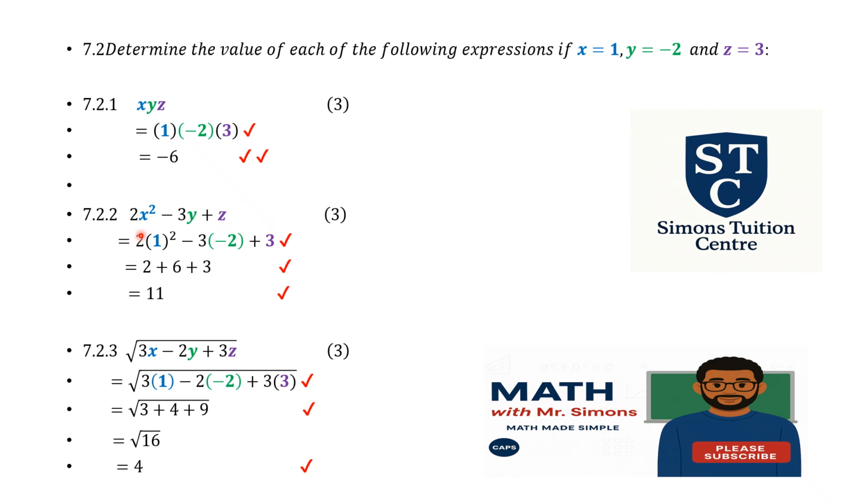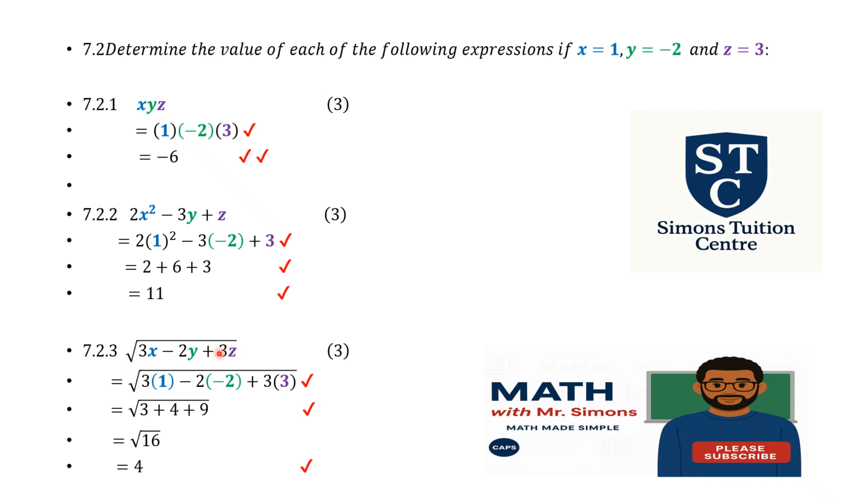7.2.2, 2x squared minus 3y plus z. So they have x squared, so in the place of x, I place 1. In the place of y, minus 2, and in the place of z, as you can see there at the top, equals 3. 1 times 1 is 1, times 2 gives me 2. Negative times negative becomes positive, and 3 times 2 becomes 6, and plus 3. 3 plus 6 gives me 9, and 9 plus 2 gives me 11. If you want to, 2 plus 6 gives me 8, 8 plus 3 gives me 11. 1 mark for substitution, 1 mark for correct multiplication, and 1 mark for the correct answer.